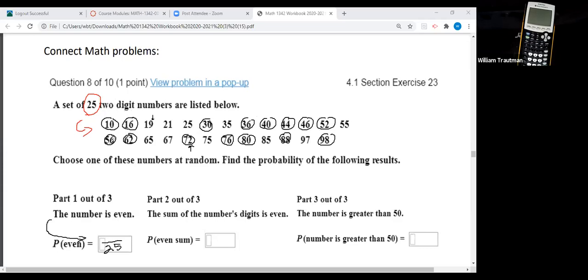There are 1, 2, 3, 4, 5, 6, 7, 8, 9, 10, 11, 12, 13, 14, 15 out of 25 that are even. And that reduces, when you put that in your calculator, to 3/5. So out of all those outcomes up there, how many are even? 15. 15 out of the 25 reduces to 3/5.